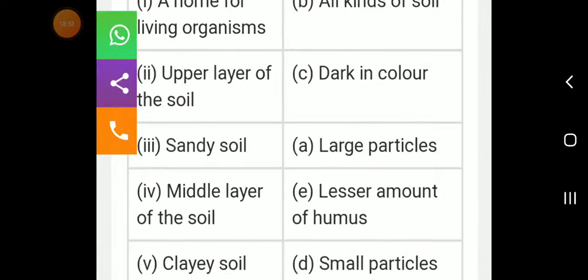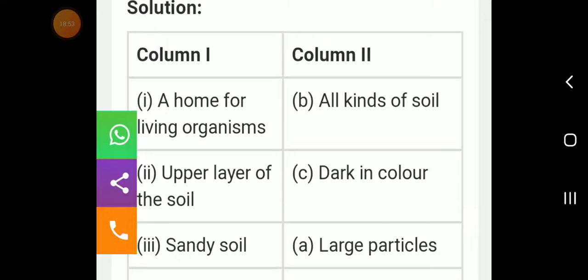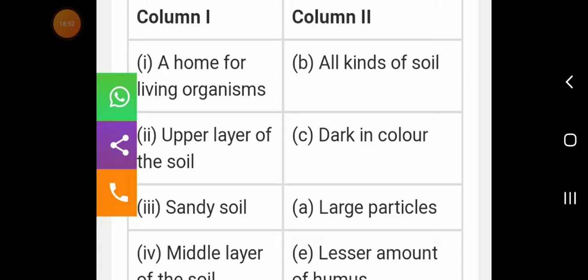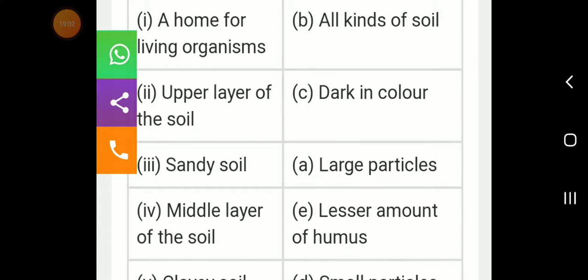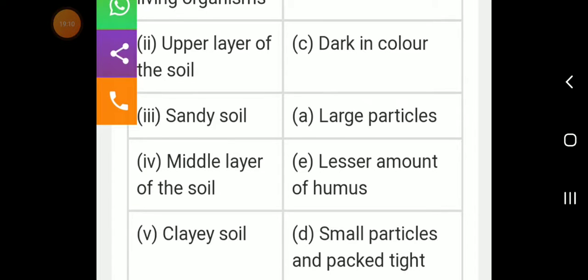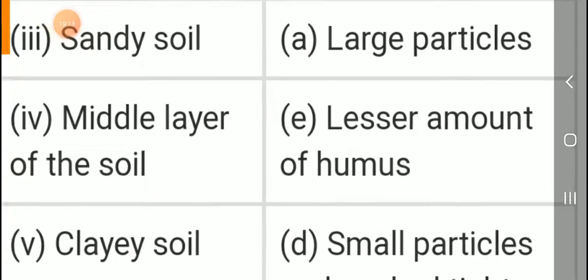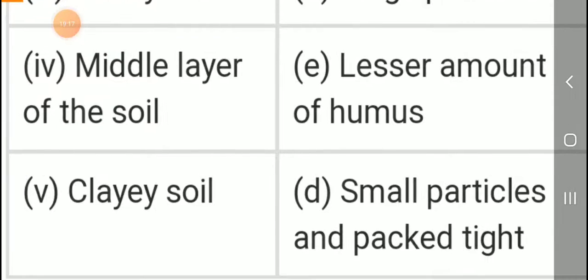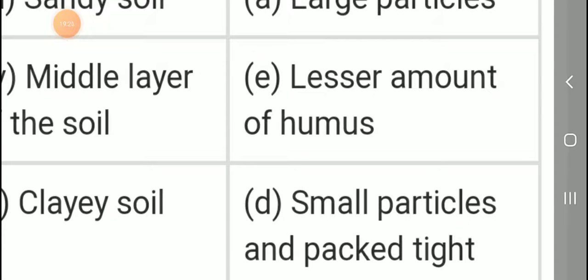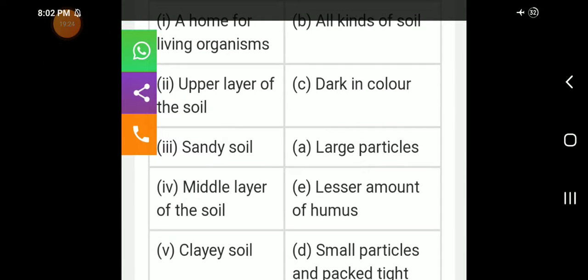Next question. Match the following. Listen. A home for living organisms: the answer is all kinds of soil. Next, upper layer of the soil, dark in color. Sandy soil, large particles. Middle layer of the soil, lesser amount of humus. Next, clay soil, small particles and packed tight. That's all.